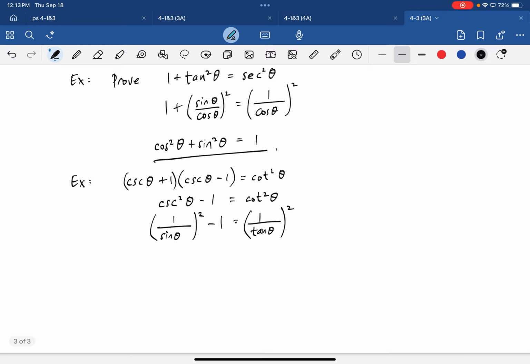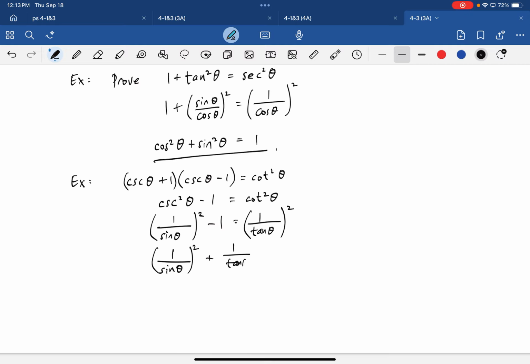Anybody? Multiply by what? Sine theta? Put them over the same side. Okay, we can put them on the same side. We could do that, but I'm looking for somebody to say something better.